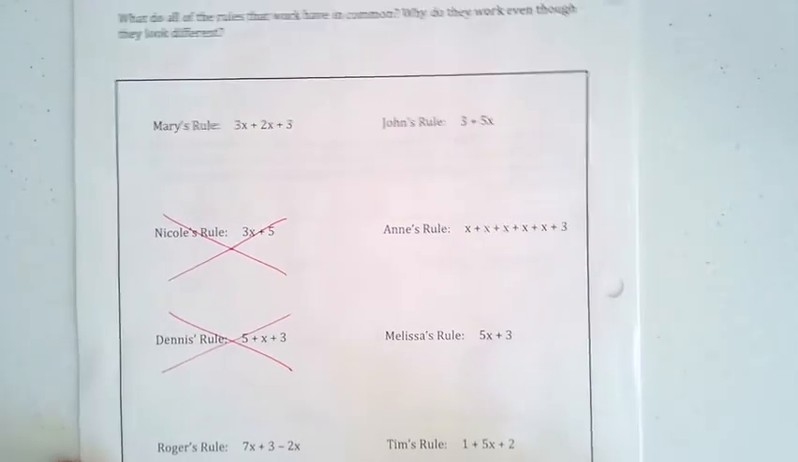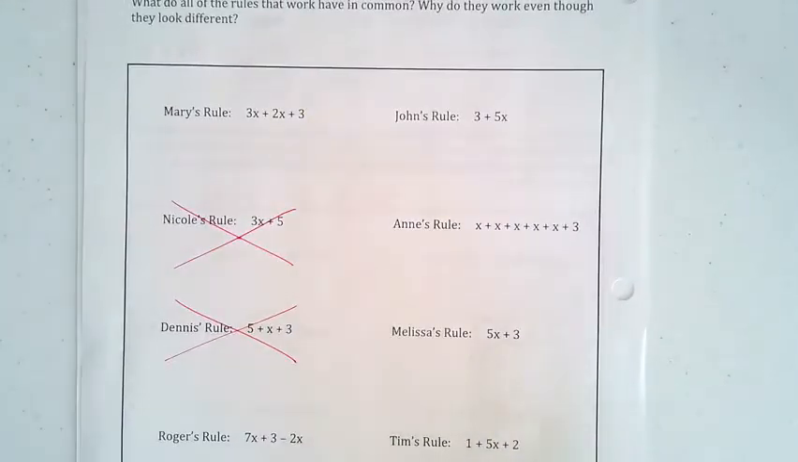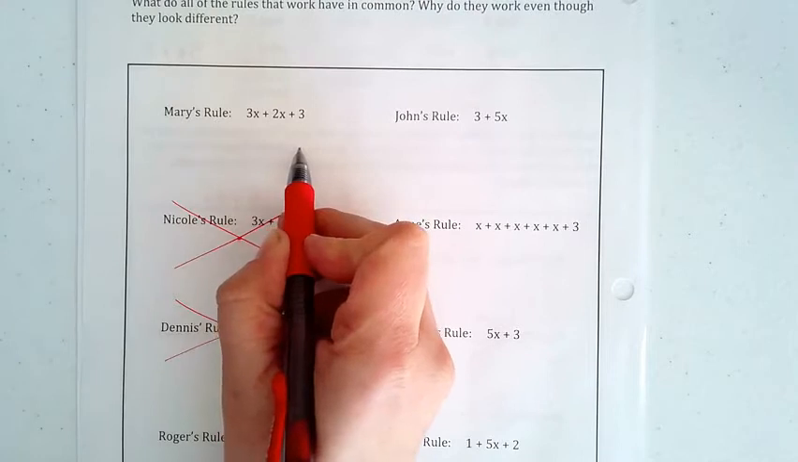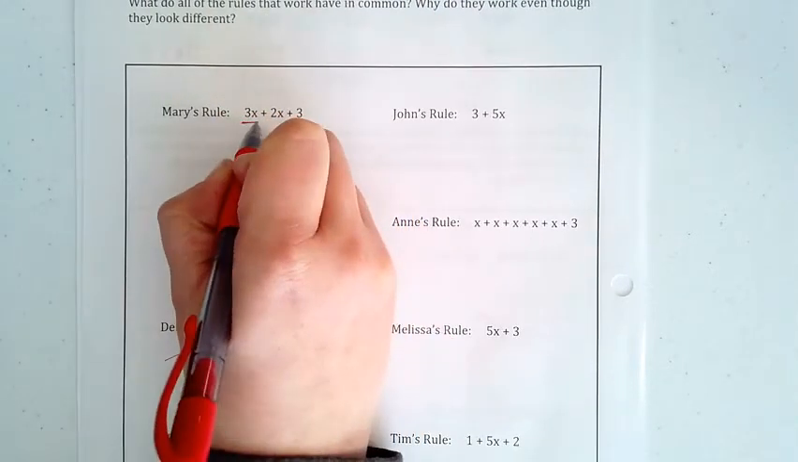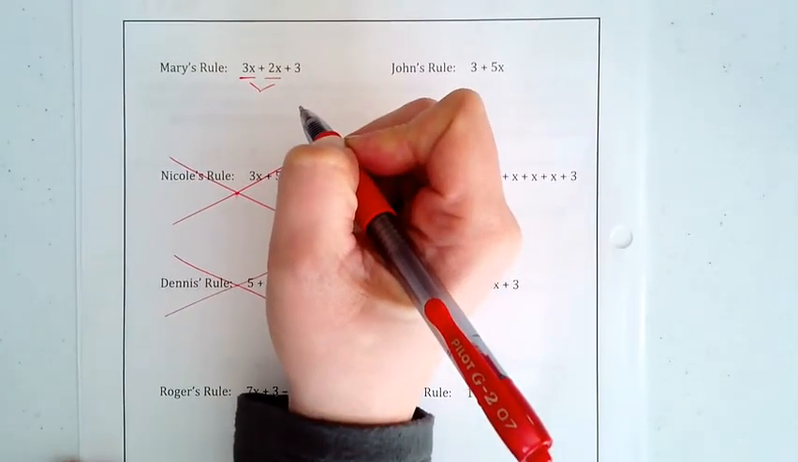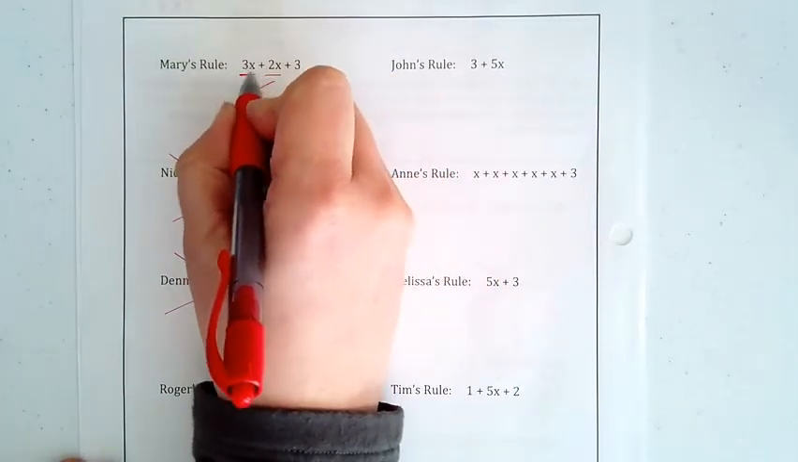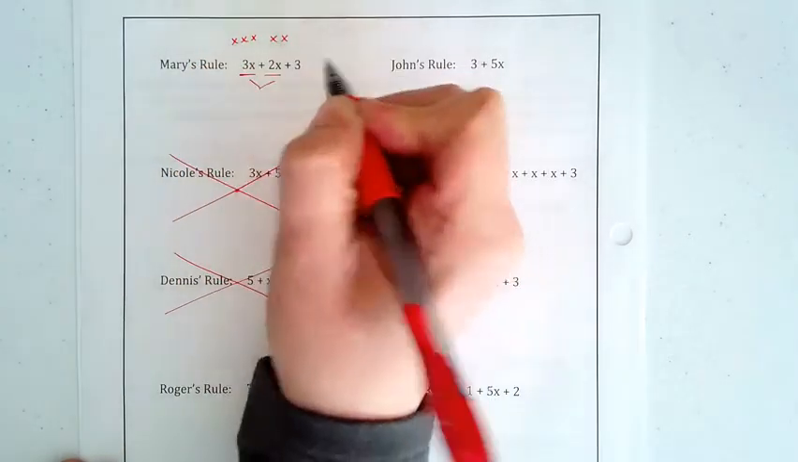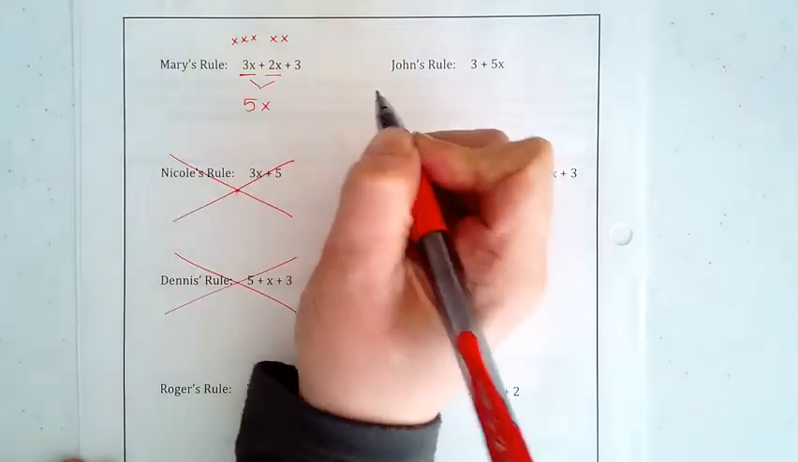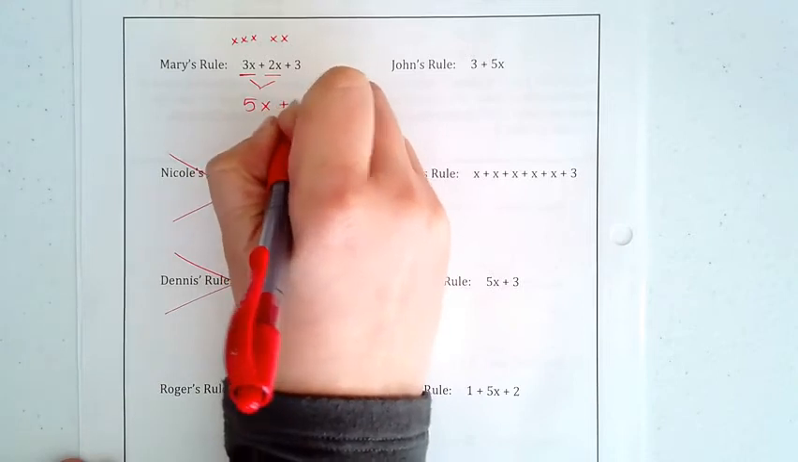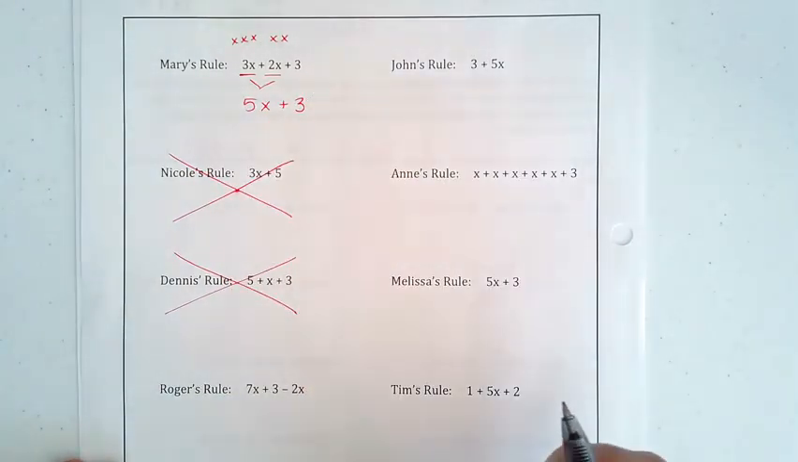And then it says, what do all of the rules that work have in common? Why do they work even though they look different? Well, if I look at this, what I notice is that if I have 3 x's and 2 x's, those are what we call like terms, and I can combine those. If I have 3 x's and 2 x's, I have 5 total x's. There's nothing that is a like term with 3, and so that's as simplified as that one can get.